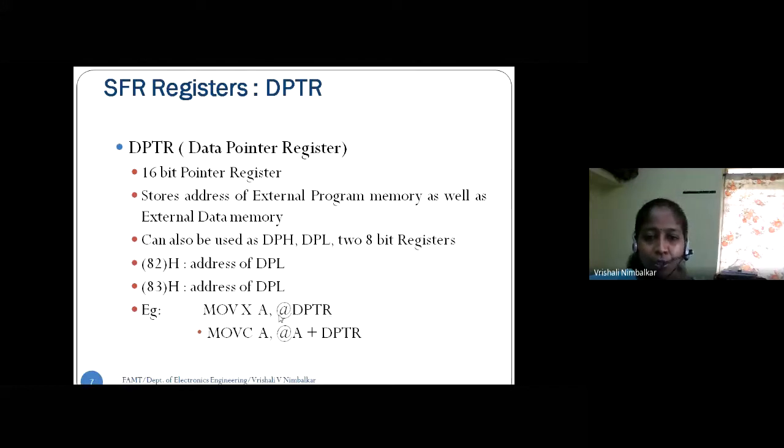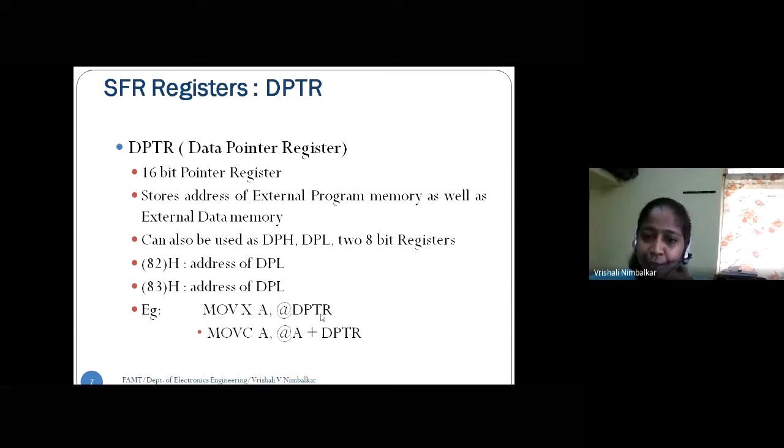@DPTR. So that symbol @ indicates it's a pointer. Wherever there is that symbol @, it means that register is a pointer register, storing an address of some memory location. Correct? So MOVX A, @DPTR, what does it indicate? Copy the data pointed by DPTR. Which data? External RAM memory data pointed by DPTR into the accumulator.